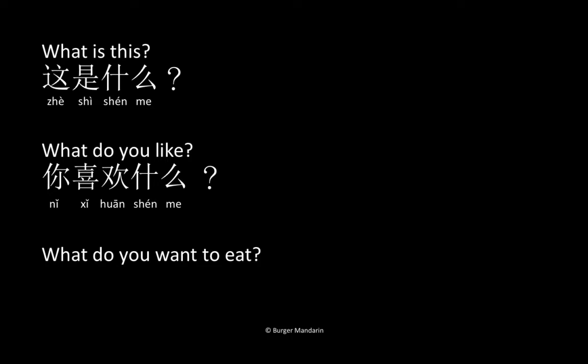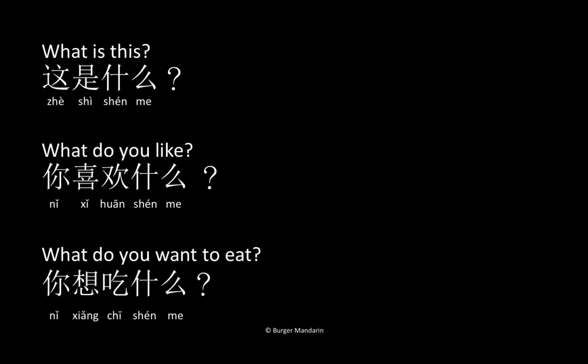你 means you, 喜欢 means like, 什么 means what. 你喜欢什么. And the way we say what do you want to eat is 你想吃什么. 你 means you, 想 means to want, 吃 means to eat, 什么 means what. So as you can see from these three examples, we all put 什么 in the end of the sentence.